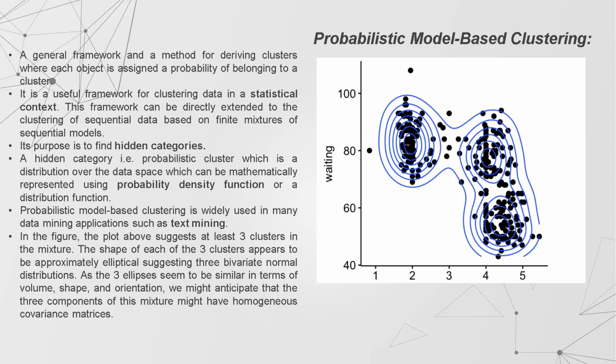In the figure, the plot above suggests at least 3 clusters in the mixture. The shape of each of the 3 clusters appears to be approximately elliptical, suggesting 3 bivariate normal distributions. As the 3 ellipses seem to be similar in terms of volume, shape, and orientation, we might anticipate that the 3 components of this mixture might have homogeneous covariance matrices.